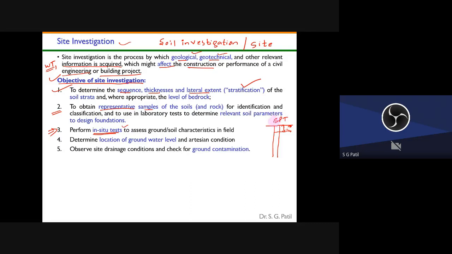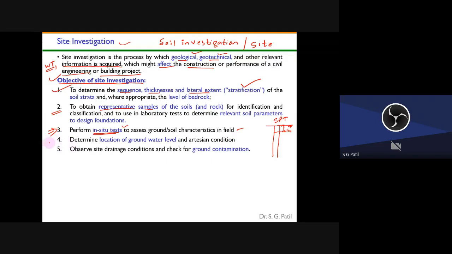There are other in situ tests also, like cone penetration, dynamic cone penetration test, or pressure meter test. Those tests are not in your syllabus, so I am not going to discuss these in situ tests. But once you drill a borehole, you have to perform this in situ test also, like the standard penetration test. What is the standard penetration test? Those things are not in your syllabus, so I am not going to discuss them in this chapter.